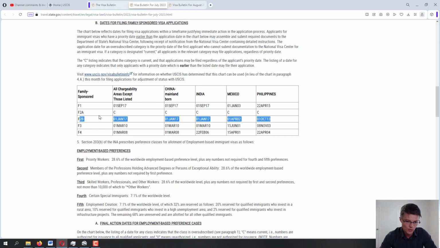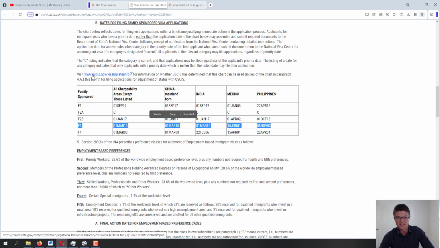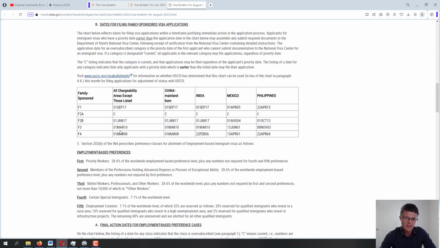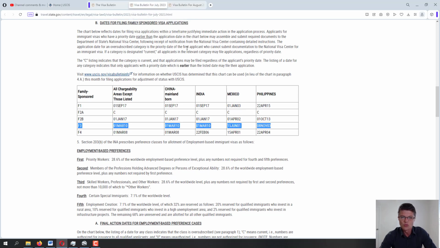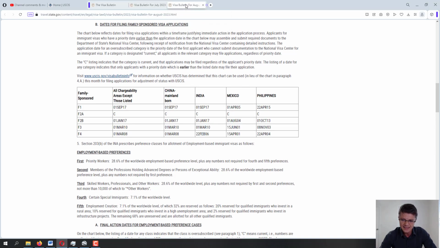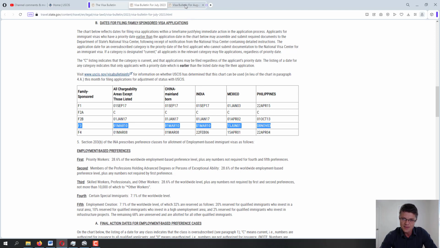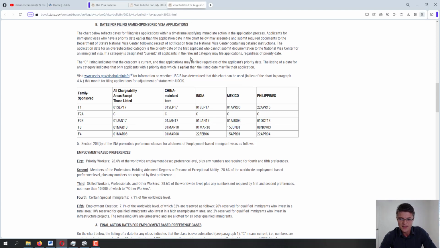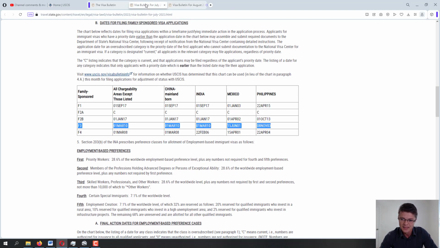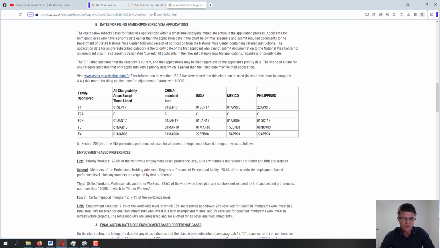Okay, so let's move on to the third preference category here, F3. I'm going to highlight it on the July 2023 Visa Bulletin. So all chargeability areas is March 1st, 2010. Let's see, August 2023. No movement for all chargeability for F3. China, no movement for F3. India, no movement. Mexico, no movement either. And then Philippines, no movement for F3 either.